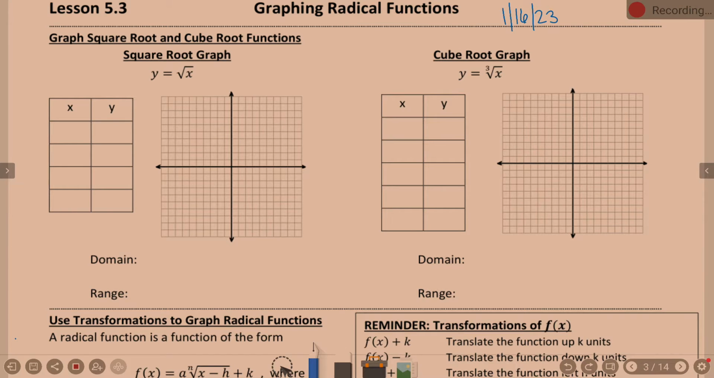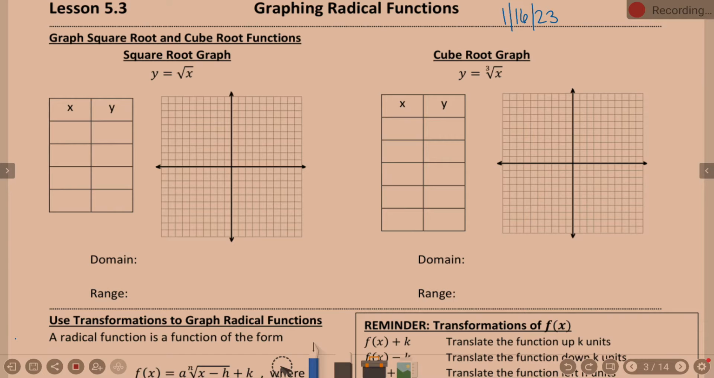cube root. What I'm going to show to you right here is, okay, these are the basic graphs. And then if you've kind of glanced ahead, you're going to see, okay, we're talking about those transformations still. We're talking about things when we translate them, when we stretch them, when we reflect them. We're going to talk about all those pieces. But before we can do that, we have to know what the basic graph looks like.